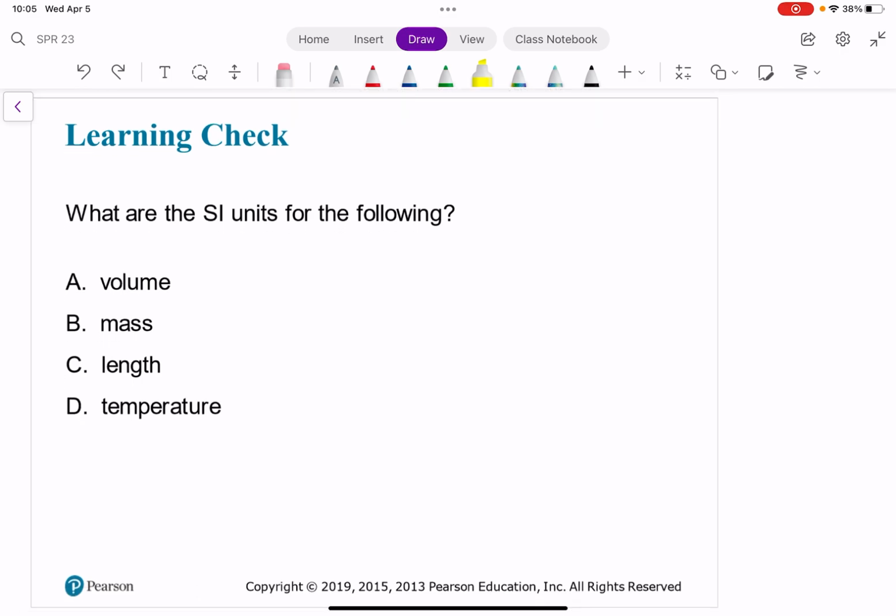Okay, so go ahead and pause the video and check your learning. What you want to do in this part is tell what the SI units are for the following. If you want to do a challenge, I would also try metric next. Okay, so pause the video, try that out.